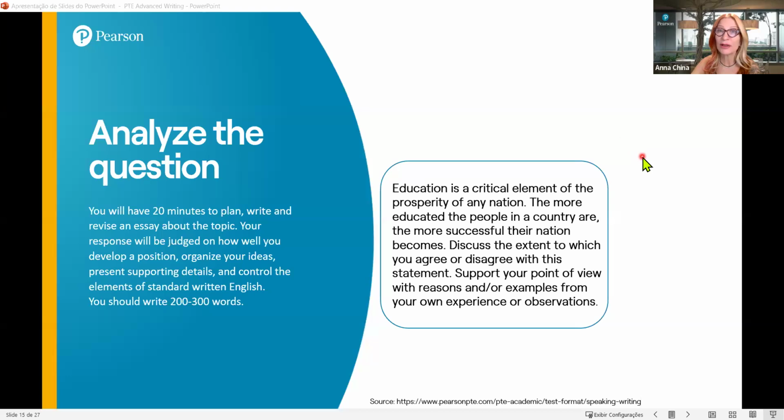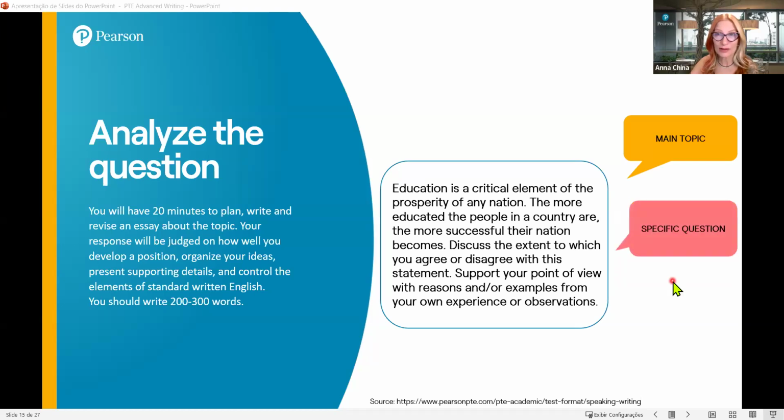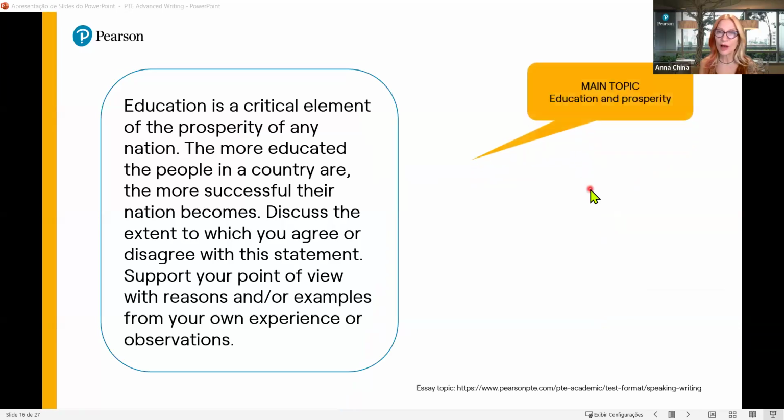We should always encourage our students to analyze the prompt carefully. Some students may panic and they just want to jump in and start writing, but take that one little minute to analyze: what is the main topic? Specific question. Really identify what is the question. So the main topic in this case is education, right? Education is a critical element of prosperity in any nation. The more educated the people in a country are, the more successful their nation becomes. Discuss the extent to which you agree or disagree with the statement. Support your point of view with reasons and/or examples from your own experience and observations. So when we come here, the main topic is education and prosperity, because it says that education is a critical element, right?